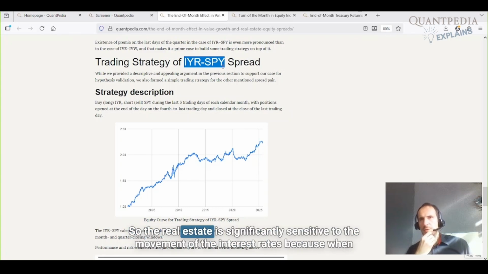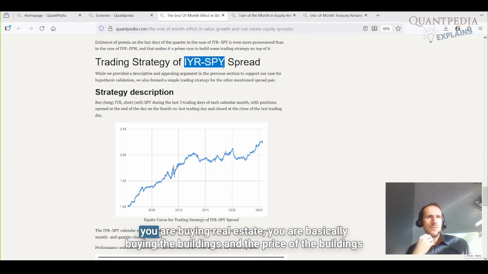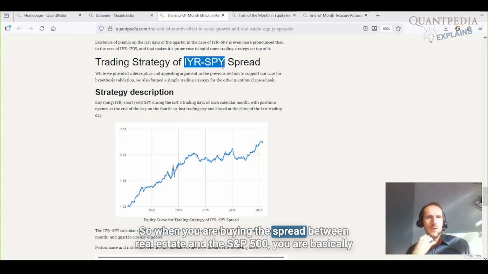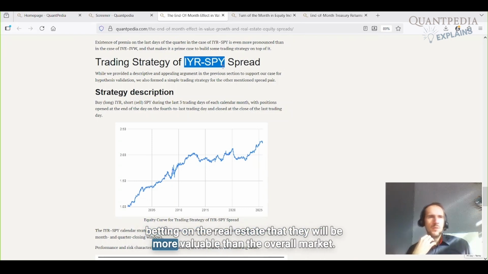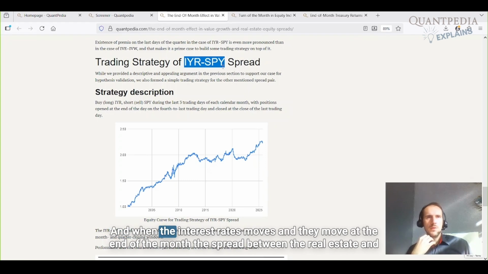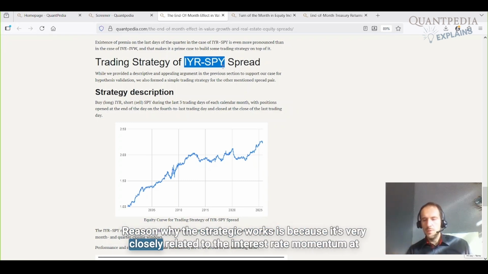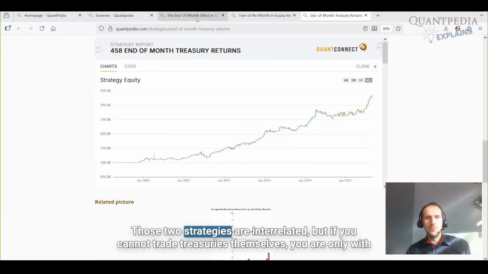Real estate is significantly sensitive to the movement of the interest rates, because when you are buying real estate, you are basically buying the buildings, and the price of the buildings is higher when the interest rates go down. So when you are buying the spread between the real estate and the S&P 500, you are basically betting that real estate will be more valuable than the overall market. And when the interest rates move, and they move at the end of the month, the spread between the real estate and the SPY will perform significantly better. The reason why the strategy works is because it's very closely related to the interest rate momentum at the end of the month, which is once again here. Those two strategies are interrelated.